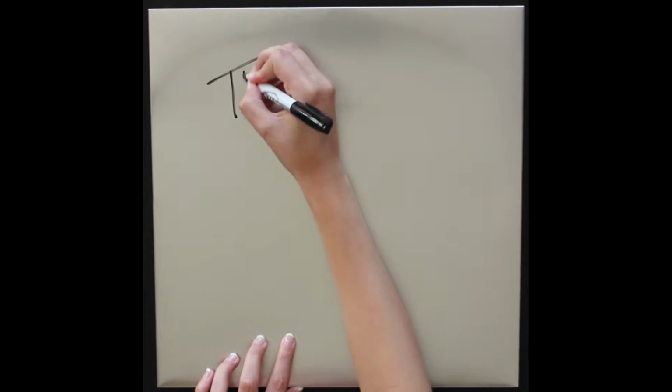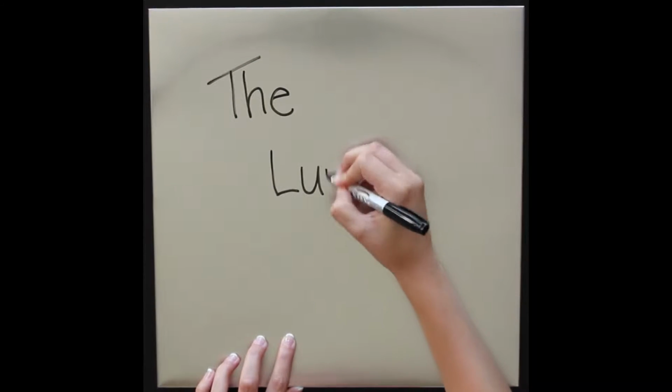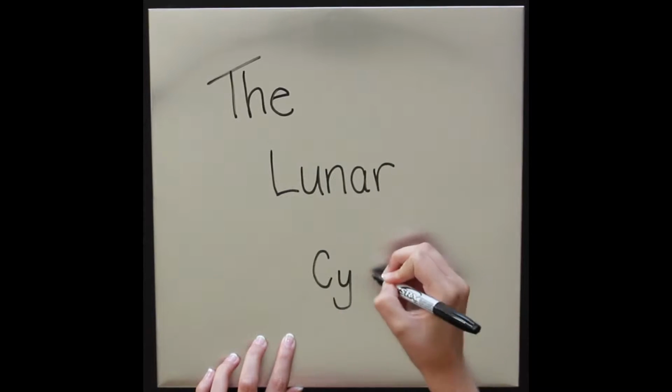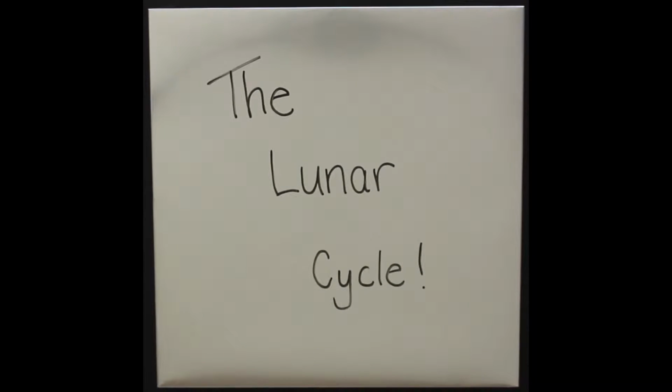Today we are talking about the lunar cycle. But what is the lunar cycle? The lunar cycle is the changing appearance of the moon's shape in the sky because of the path the moon takes around our Earth.